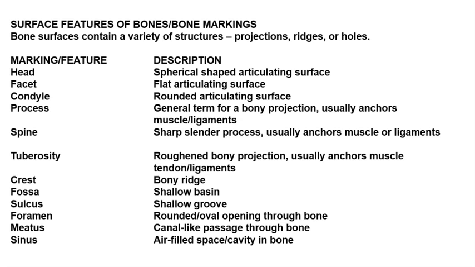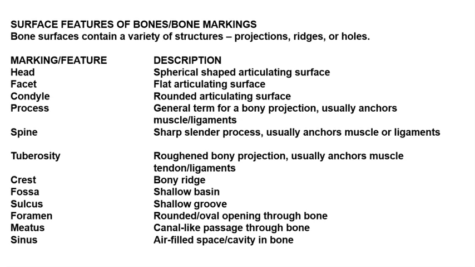We also have fossas that describe shallow basins in bones. Usually fossas are places where structures, like soft structures, will be supported by the bone. We have a sulcus, which is a shallow groove. Sulcus or sulci are usually places where blood vessels or nerves will pass through. We also have foramens, which are rounded or oval openings directly through bone tissue, so from one side of a bone to another, and usually a foramen allows the passage of a blood vessel or a nerve.